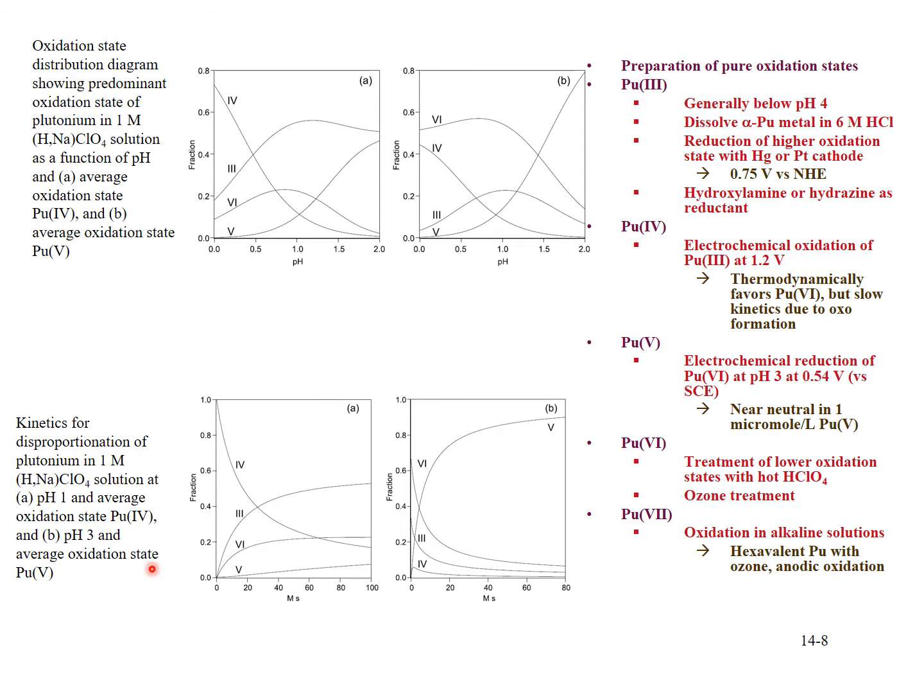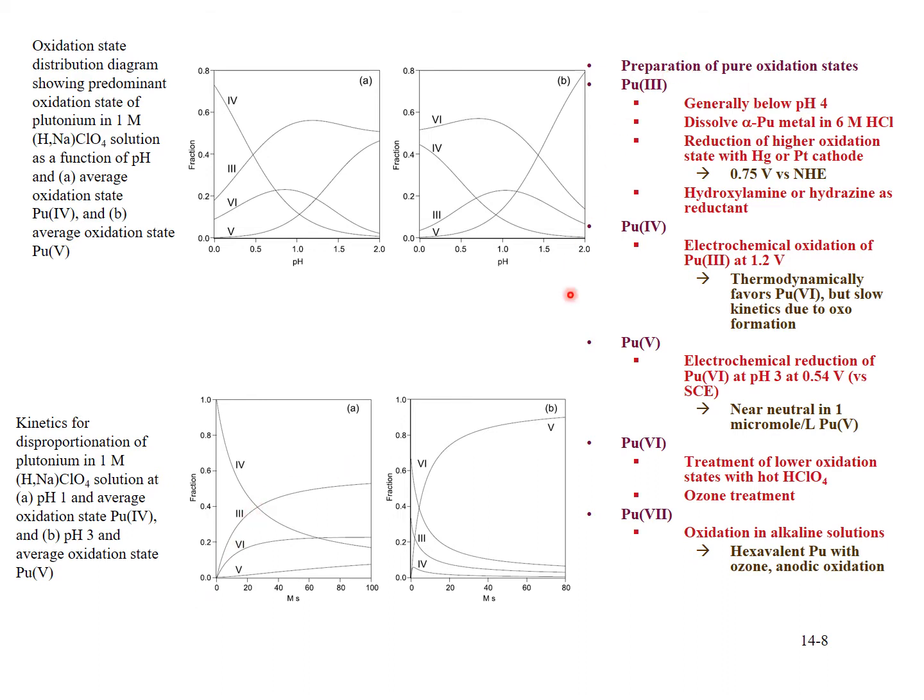And here's an example of the kinetic influence, starting at either pH 1, an average oxidation state of 4, or pH 3, an average oxidation state of 5, how the mole fraction changes as a function of concentration and time coupled together.